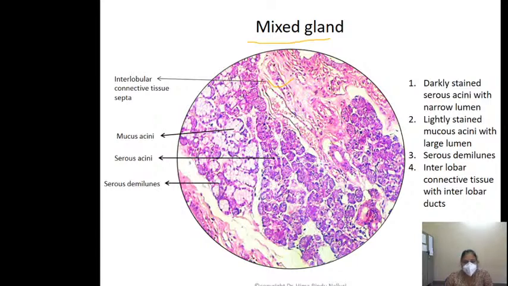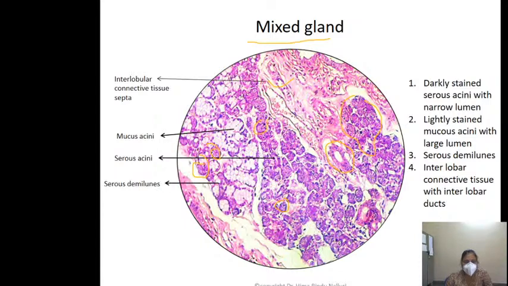And you can see the duct in the interlobular connective tissue septa, the interlobular duct. It has a stratified cuboidal epithelium here. And you can see here, these are the serous acini. This is one serous acinus, and you can see a number of serous acini. Here you see a bunch of serous acini. These are all the serous acini and the mucous acini.